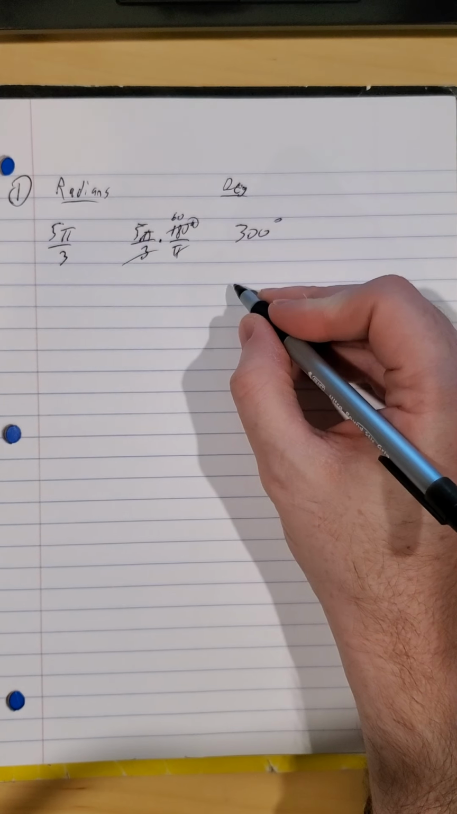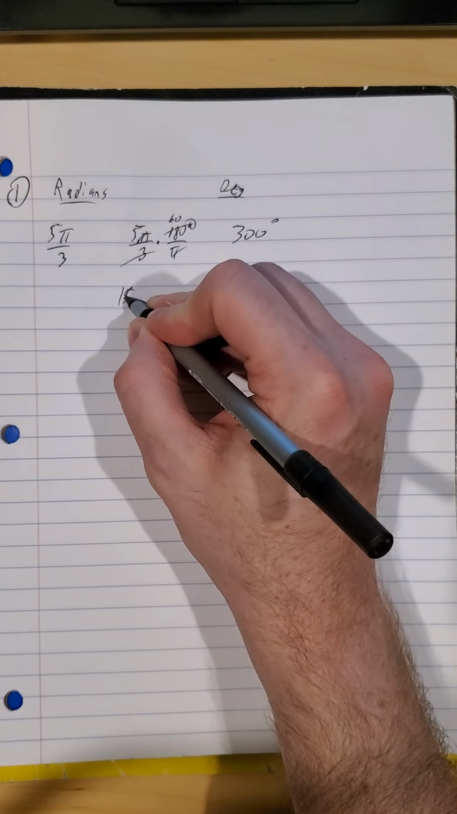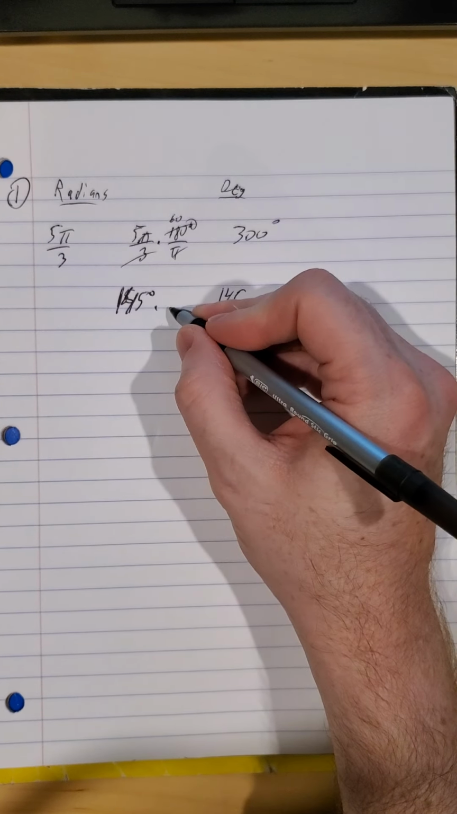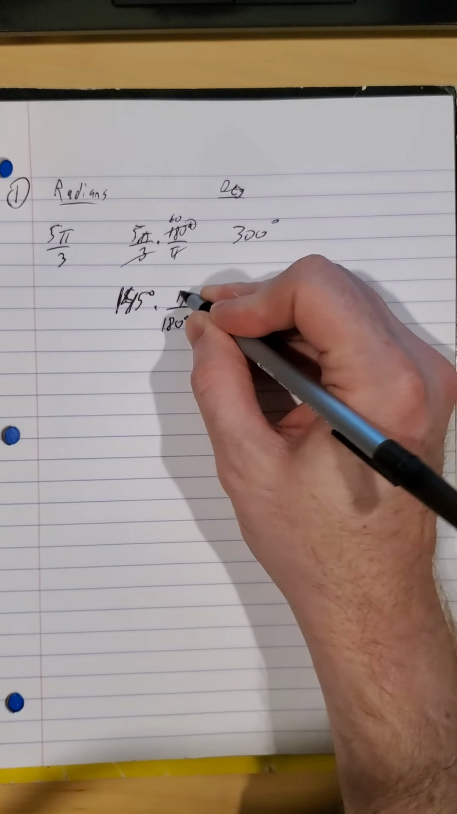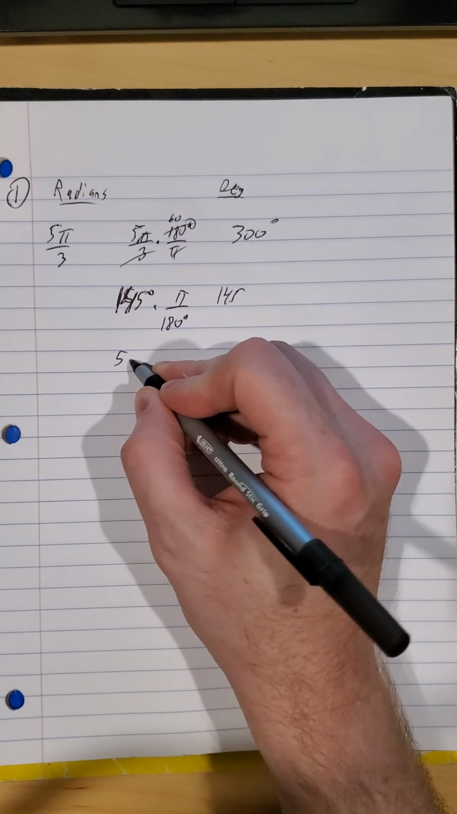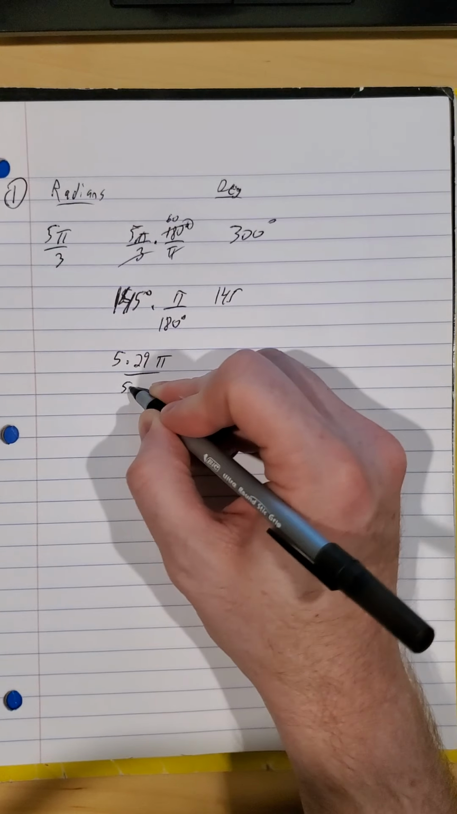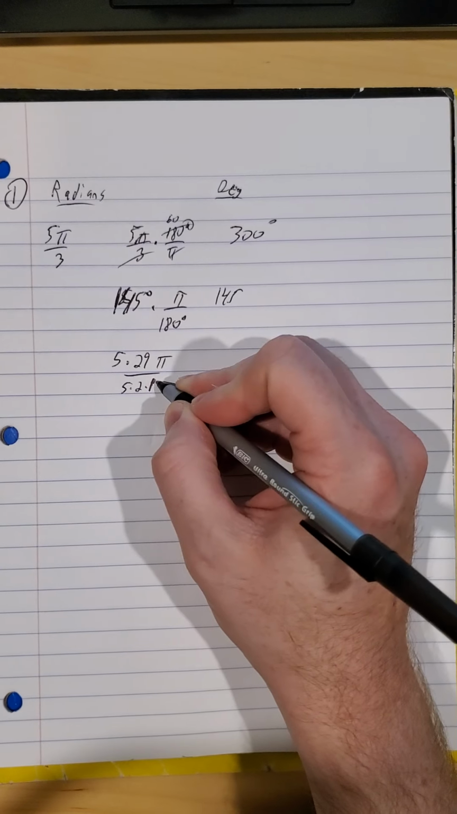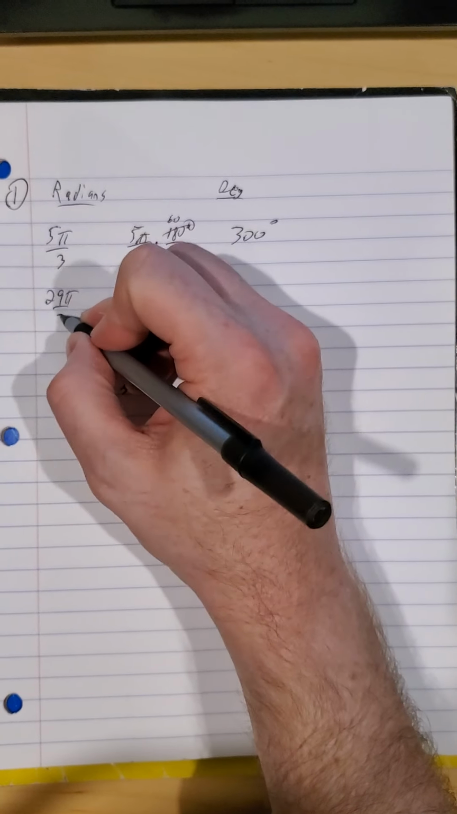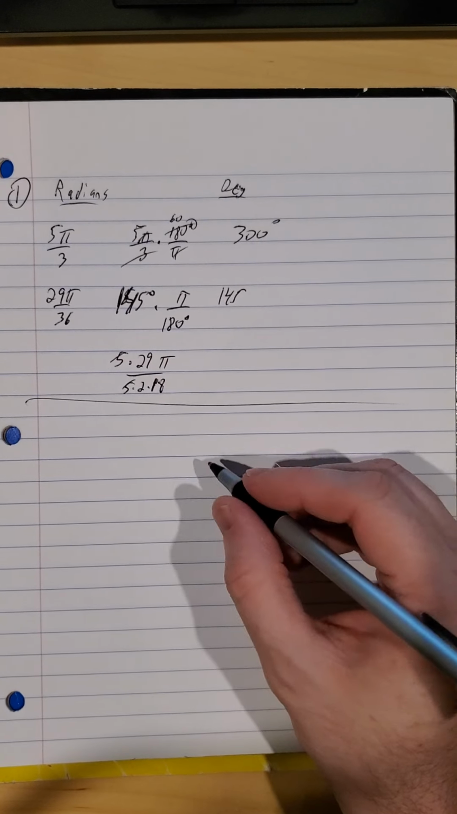The second one, we're converting 145 degrees into radians. 145 in degrees. So then our one this time is 180 degrees underneath pi radians. So let's see. So then by 45, so that's divisible by 5. So 5 by 29 pi over 5 by 36. So 29 pi over 36 would be our radians.